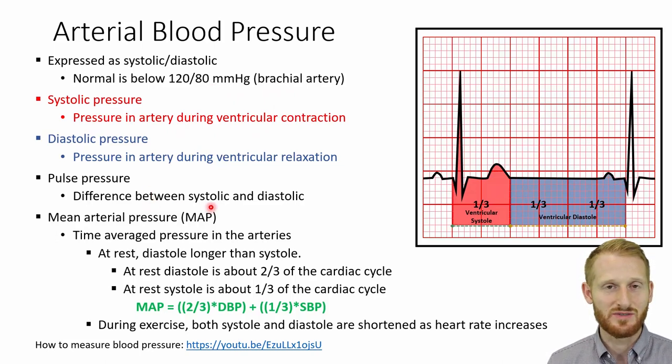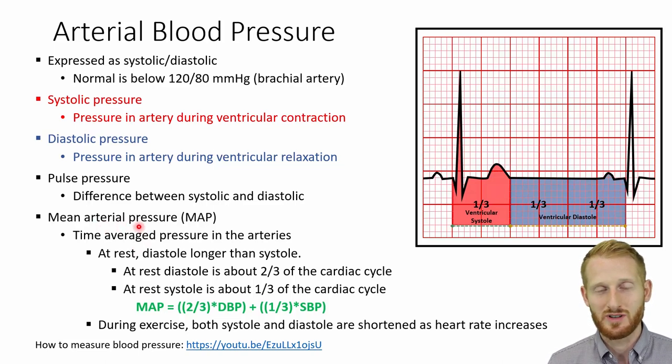Pulse pressure is the difference between systolic and diastolic pressure. So let's say your blood pressure was exactly 120 over exactly 80, your pulse pressure would be 40. All right, so the next definition I want to quickly hit here is mean arterial pressure.